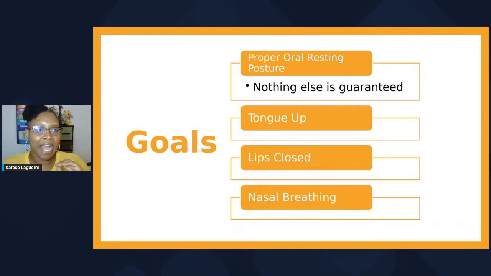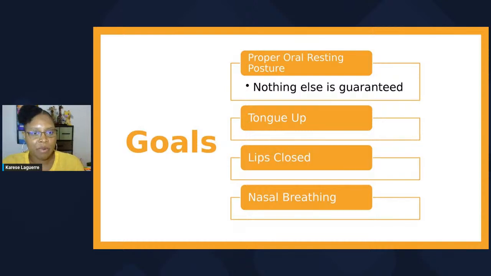Myofunctional therapists are completely out of scope if they're talking about being able to do magical things with your sleep, or to help with this, that, and the other thing. We are really, really skilled and educated in enhancing proper oral resting posture, achieving proper oral resting posture, habituating proper oral rest posture, or however you would like to phrase that. But all the other stuff is a happy accident. These are other people's medical fields. These are other things that happen as a result of, that may correlate with, having proper oral resting posture, but absolutely not things that we're going for.